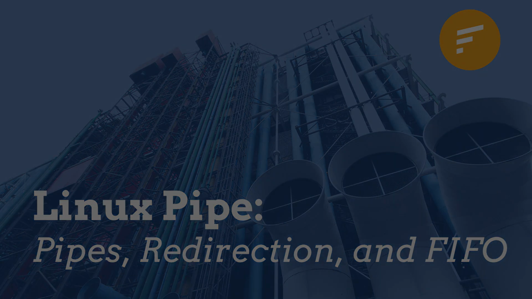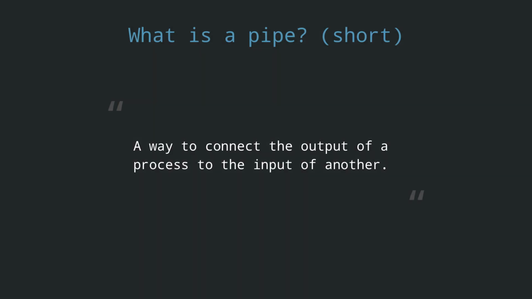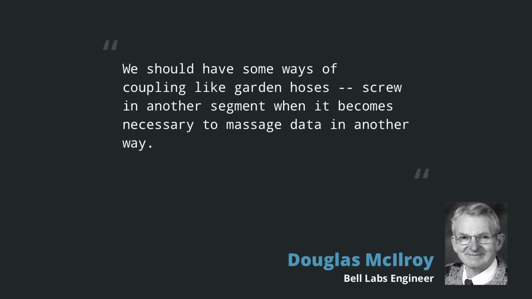So let's get started. So what is a pipe? Quite simply, a pipe is a way to connect the output of a process to the input of another process. Pipes were conceived by Douglas McIlroy, an engineer at Bell Labs, which is the birthplace of UNIX. Douglas wrote in a 1964 memo the need for such a mechanism.